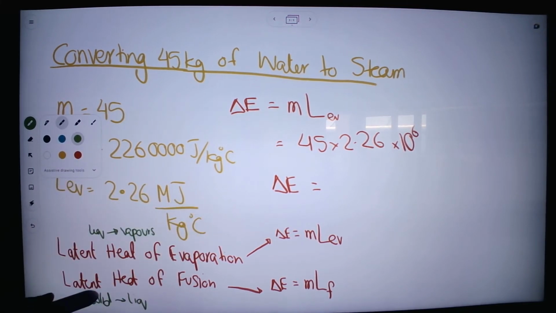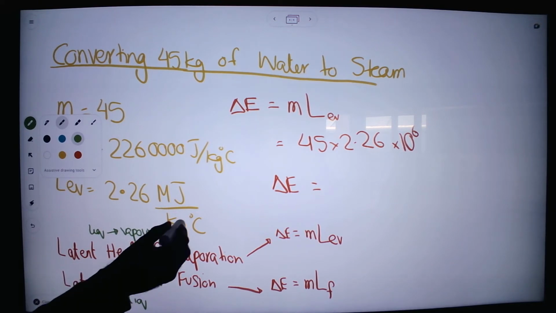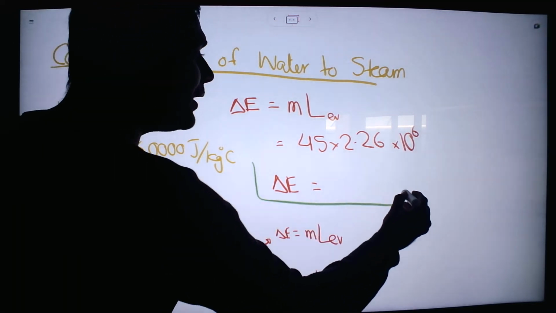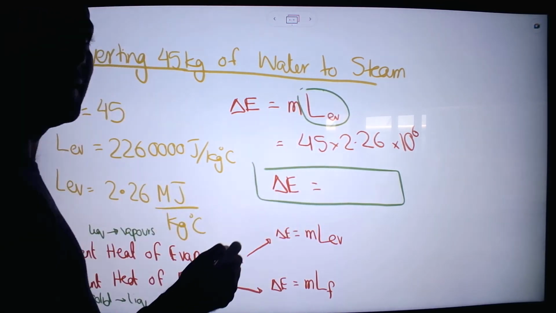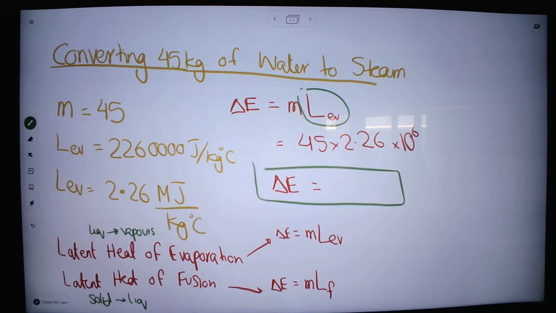They give you it, don't they? Yes, they will give you that one. You don't have to memorize it. This is just one thing, latent heat is one thing. Okay, now that is given.